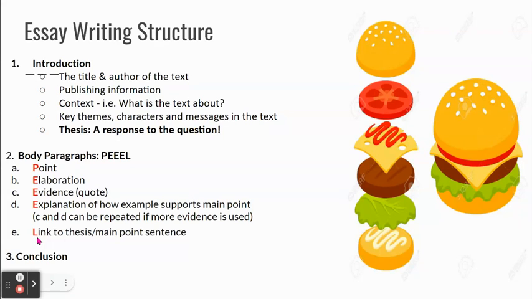I'm going to show you a paragraph in a moment that does that reasonably well. Then you have your conclusion, which is a summary of the main points and a recap of your thesis. So I hope you're still with me so far.